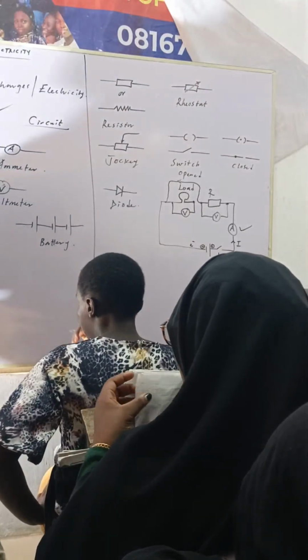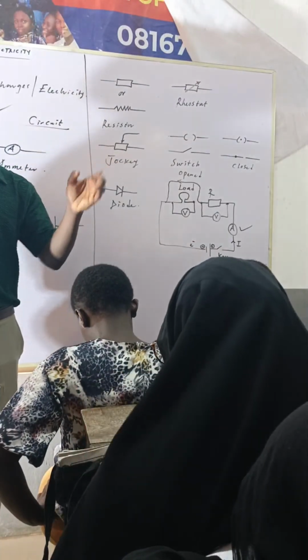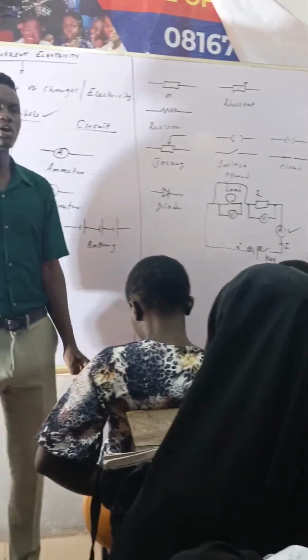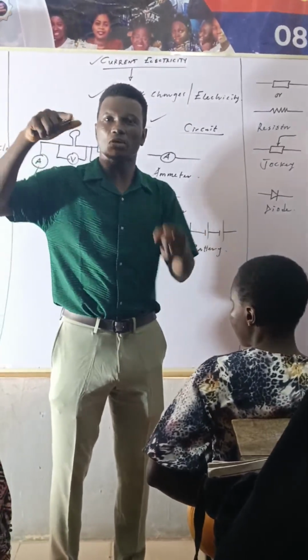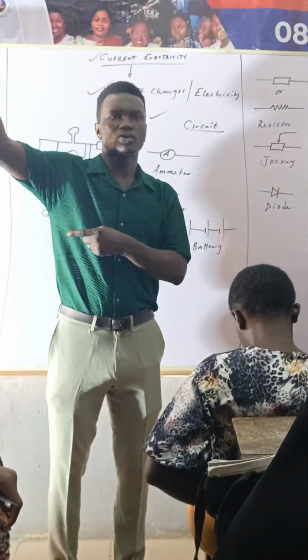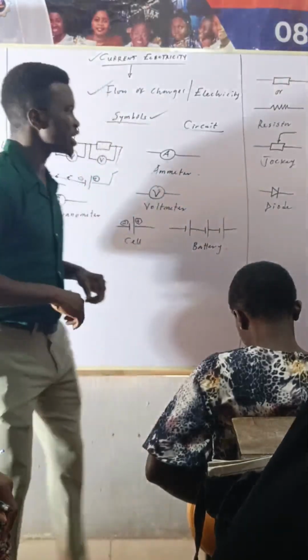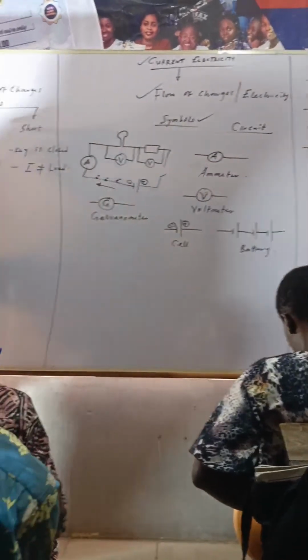And that short circuit, you can have it in the house. Sometimes you switch on your bulb, other things will come on, but that bulb will not come on. Current is flowing, but the current is not getting to the bulb. So that is called a short. It's probably an error in the circuit. So those are the three parts we have.